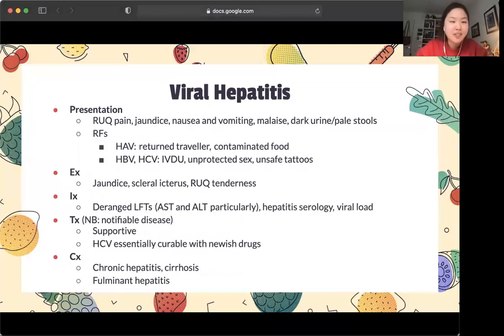I have more. Yes. So presentation, that classic presentation that we already went through. Just some risk factors. Hepatitis A is going to be a returned traveler, contaminated food. All of the rest is going to be your IV drug users, unprotected sex, or unsafe tattoos. And usually in an EMQ, they're going to have all three, just because they list all of your risk factors out for you. I think everything else on the slide, we are running short on time.